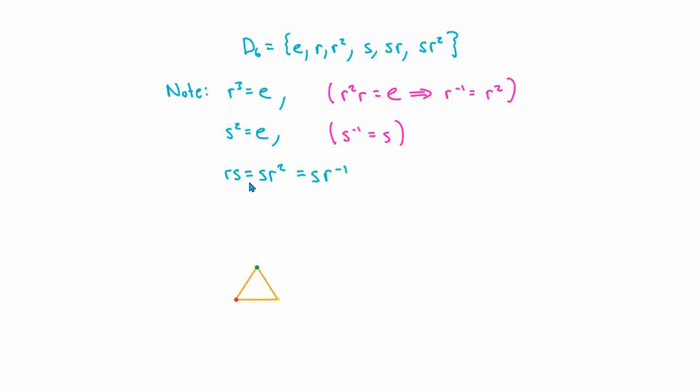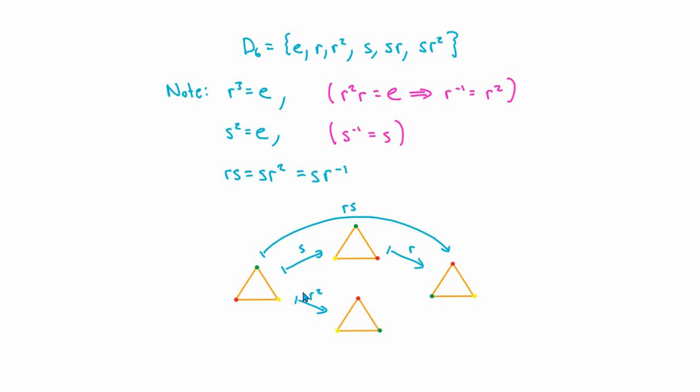This relation is not too difficult to see, so first, let's think about what the map RS does to our triangle. In order to understand that, working from the right to the left, first we apply the map S, which is our reflection about a vertical line passing through the origin. And then we apply the map R, which is our rotation counterclockwise by 2 pi over 3 radians, and we obtain the triangle pictured here. On the other hand, if we apply the map R squared first, then we rotate our original triangle counterclockwise by 4 pi over 3 radians, and if we then apply S, we obtain the same triangle. But this sequence of maps corresponds to SR squared, so that shows that RS is equal to SR squared.